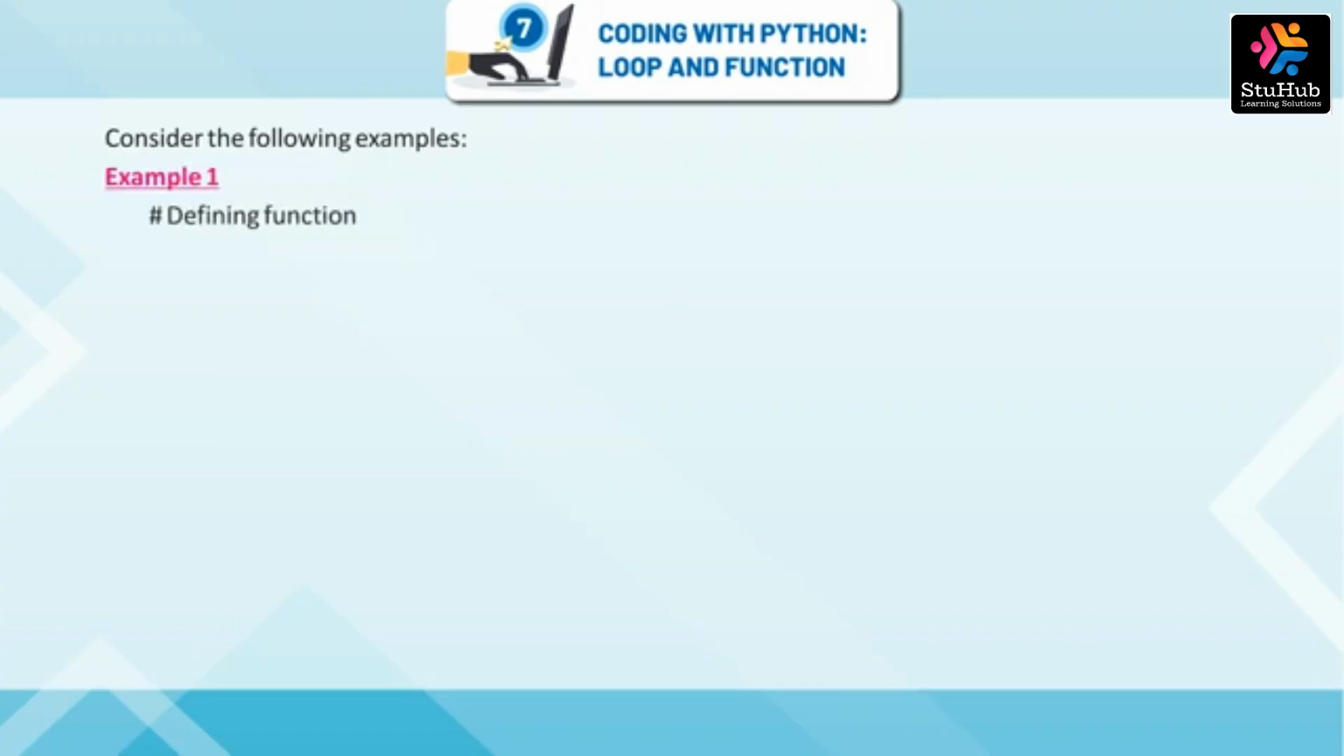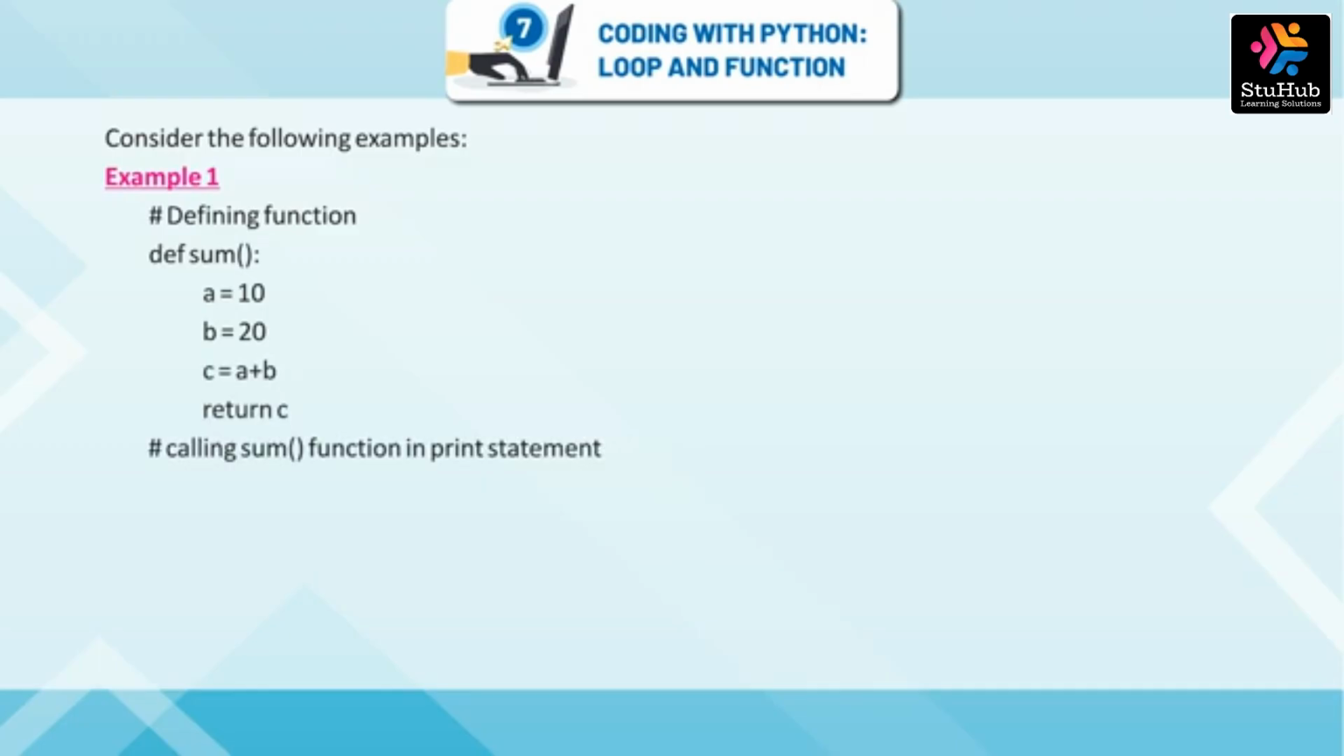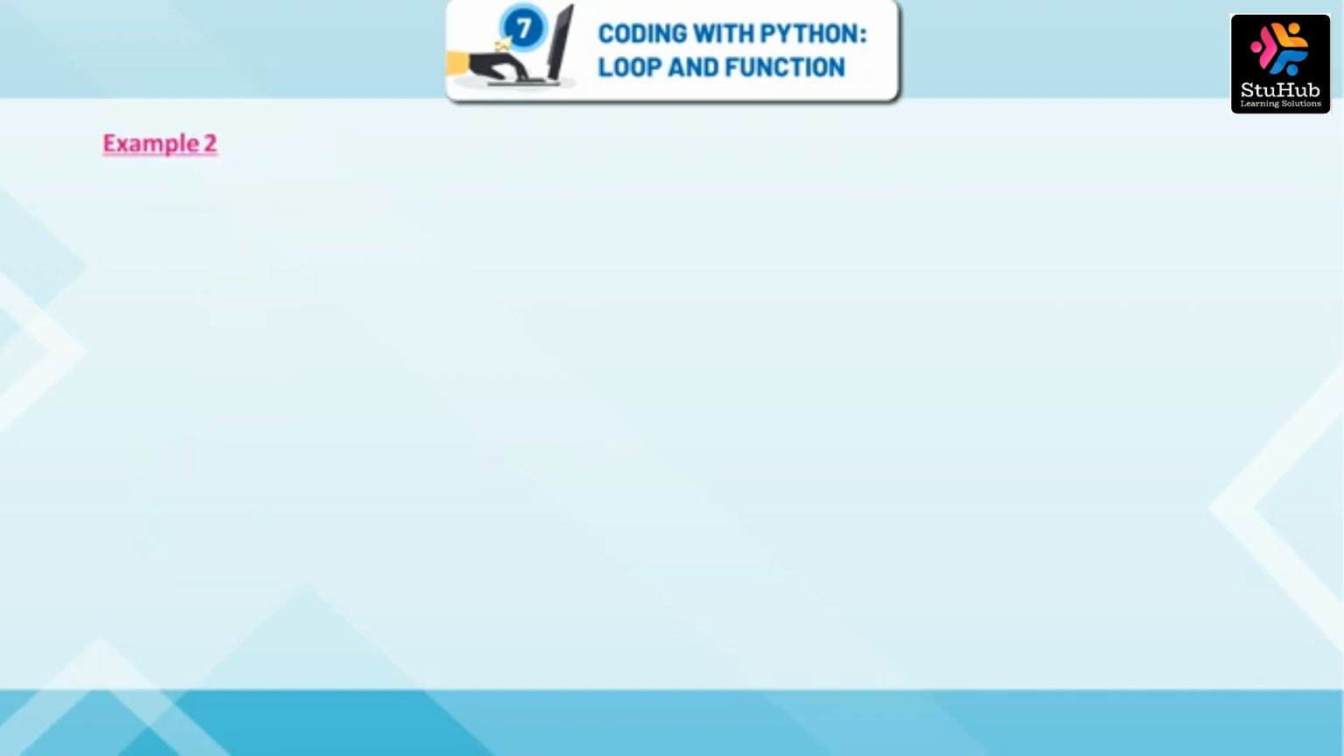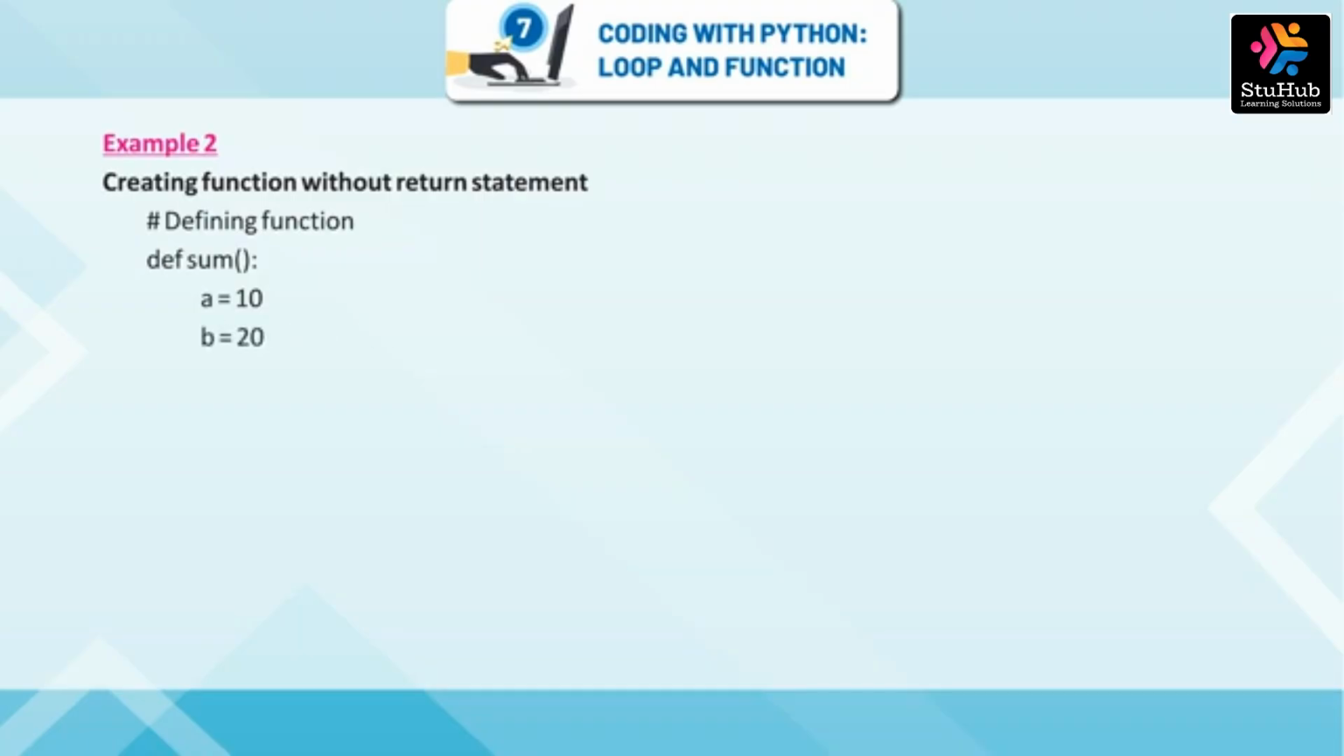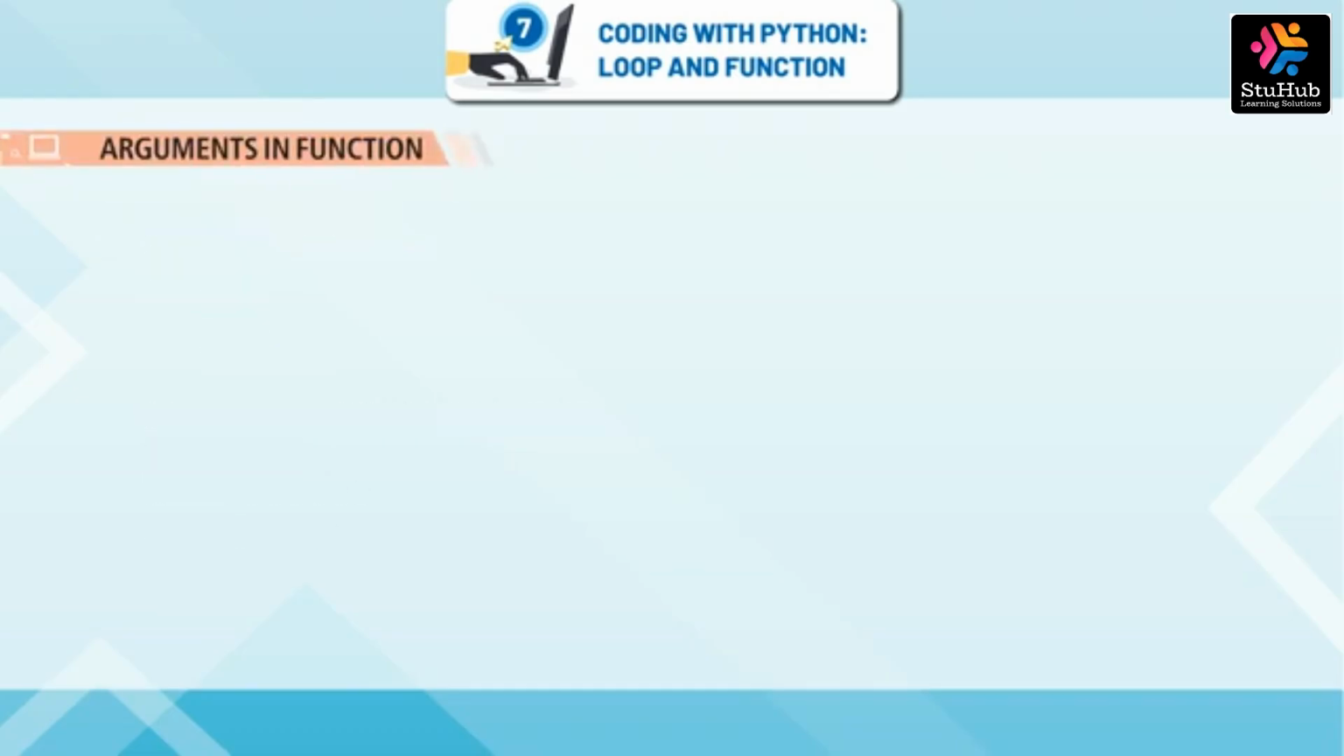Example 1. # Defining function: def sum(): a = 10, b = 20, c = a + b, return c. # Calling sum function in print statement: print("The sum is:", sum()). Output: The sum is: 30. Example 2. Creating function without return statement. # Defining function: def sum(): a = 10, b = 20, c = a + b. # Calling sum function in print statement: print(sum()). Output: None.